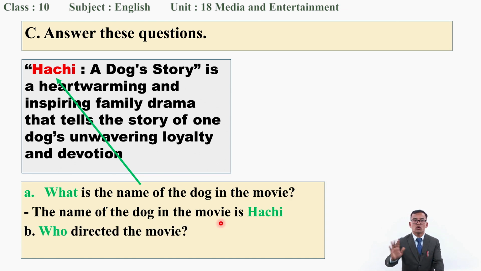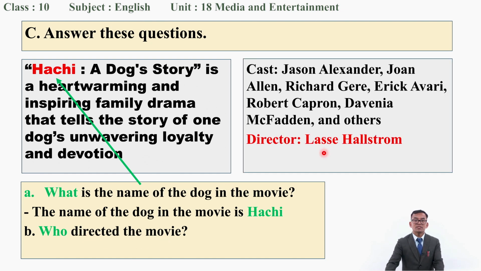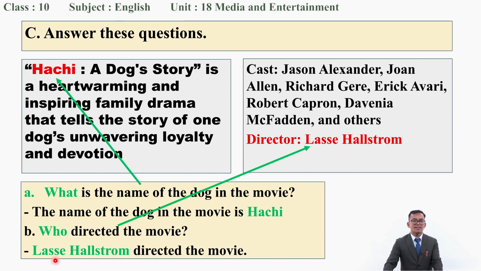That's good. What about the next question? The question is not a what question. The question is a who question. So we are looking for a person. Who directed the movie? Directed. So it's looking for the director, right? Who is the director of the movie? In the cast, you have these characters, these people, and you know, the director. Okay? Yeah. Your guess is right. So, who? Lasse Hallström. So, what's your answer? Lasse Hallström directed the movie. Or you can also write: the movie is directed by Lasse Hallström.